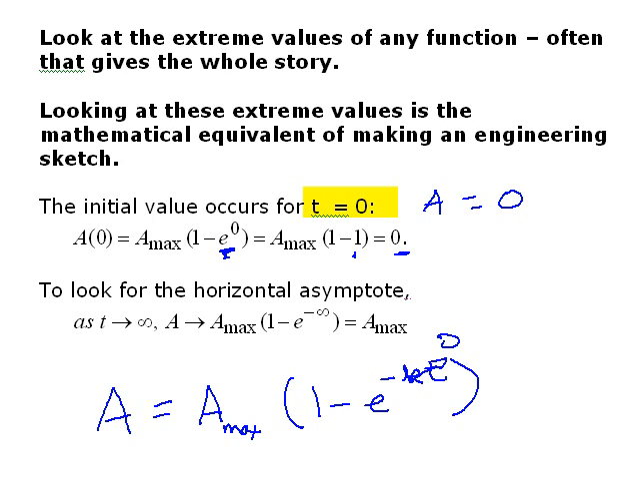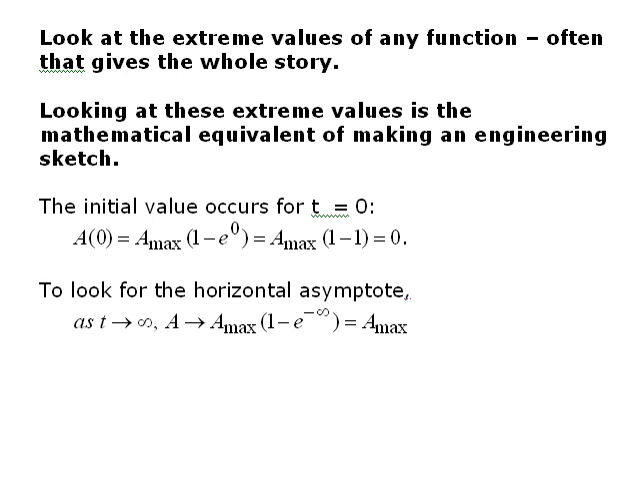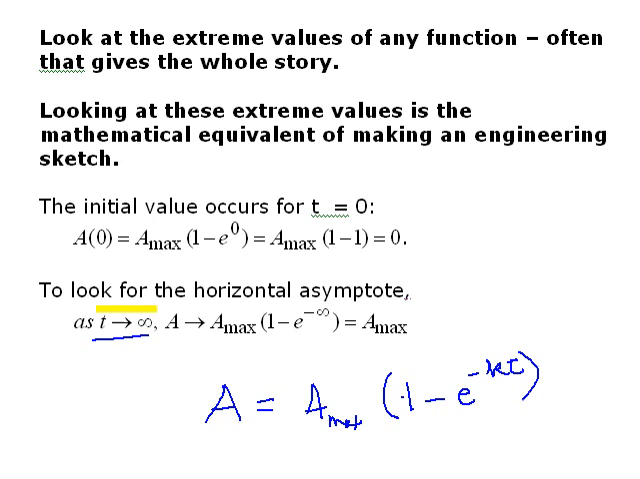Now let's see what happens as t approaches infinity. That means as t gets bigger and bigger and bigger. Let me write that again for you. I'll just clear this board here. We've got a equals a max, which is just a number, and you'll see why it's called a max, times 1 minus e to the minus kt, and we want to know what happens as t becomes very, very large, as t approaches infinity. Well, a max doesn't change. That's just a number. It doesn't care what t does. 1 doesn't care what t does.